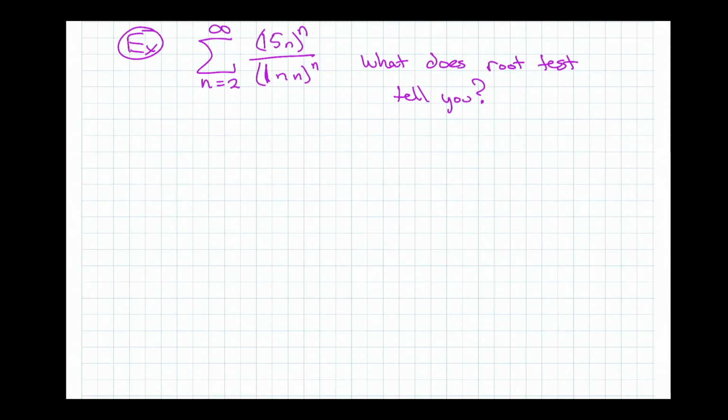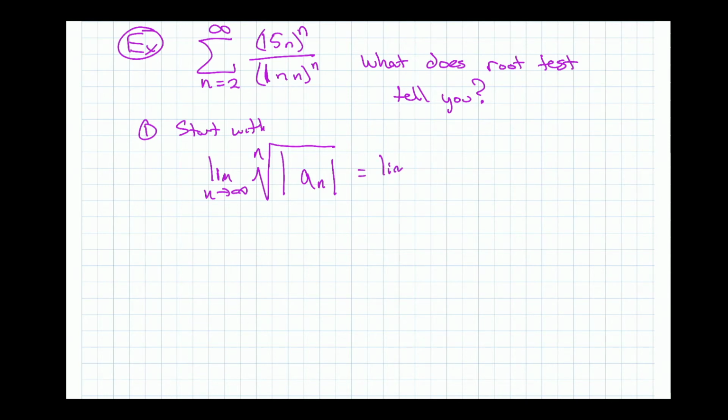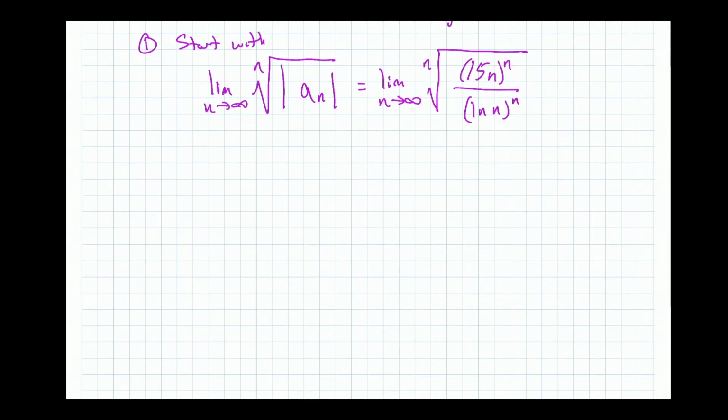So what you do is this. You start with your formula: the limit as n goes to infinity of the nth root of the absolute value of a n. So that is the limit as n goes to infinity of the nth root of 15n to the n over ln n to the n. I don't need absolute values because my terms are already positive, so just drop them.